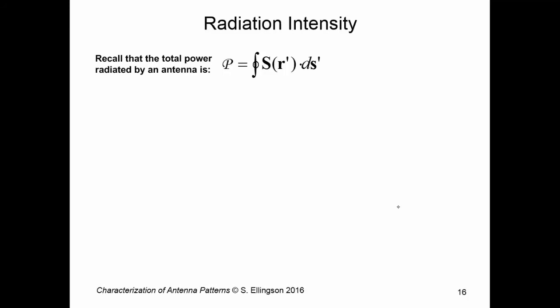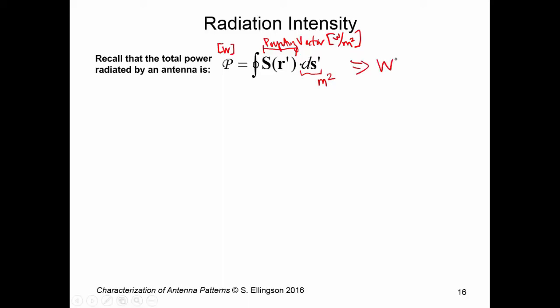Okay, now the concept of radiation intensity. Recall that the total power radiated by an antenna, which has units of watts, is given by an integral. This integral has inside the Poynting vector, which has units of watts per meter squared, or power density, dotted into this differential element here, which has units of meters squared. It's a differential surface element. So that gives us watts.